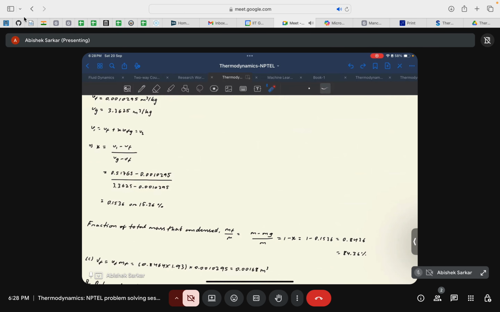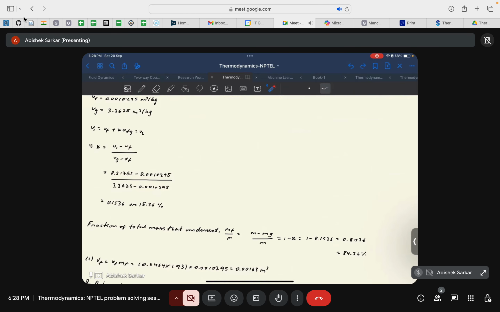But now we have been asked to find the amount of steam that has condensed. Basically it has converted back to the liquid form. So it is basically 1 minus X. X represents the amount of vapor in the mixture, so we need to find the amount of liquid. So the fraction of total mass that is condensed would be 1 minus X.